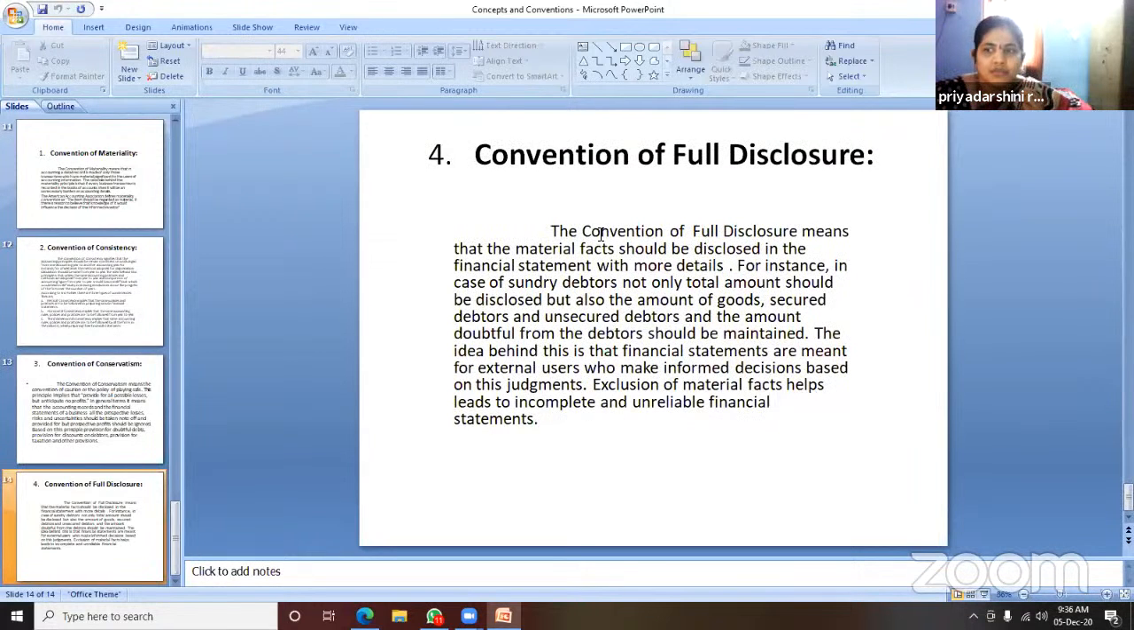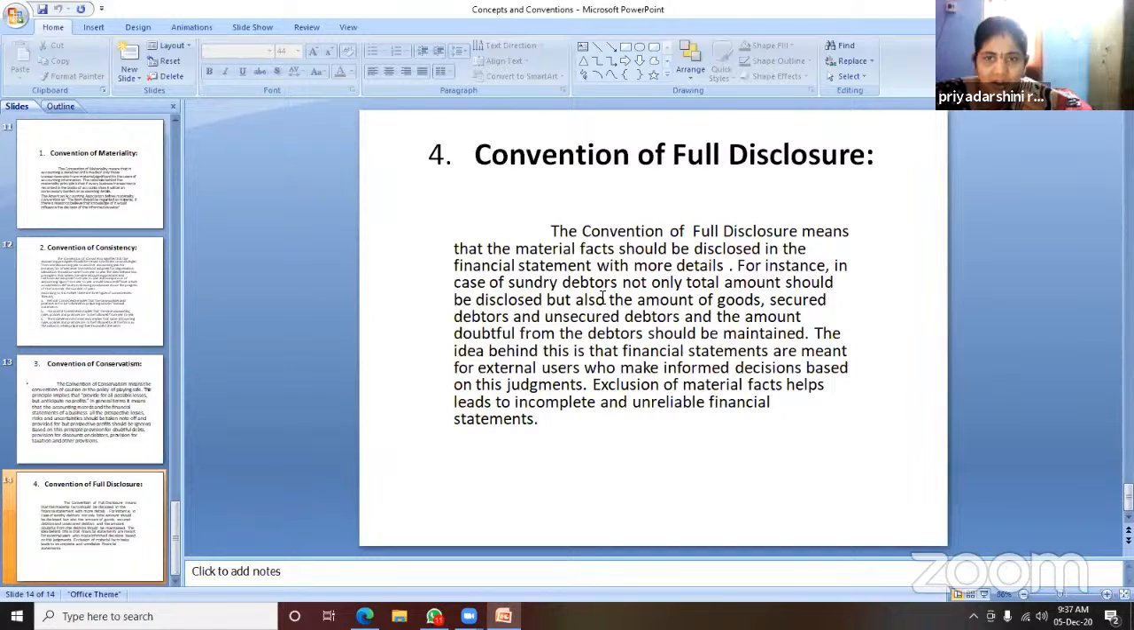The next convention is the convention of full disclosure. The convention of full disclosure means that the material facts should be disclosed in the financial statements with more details. Whatever the information provided, that must be disclosed in full. For example, if we are disclosing the asset value and the user requires information regarding the assets of the business, we must provide full information regarding that particular asset or total assets of the organization. We should disclose, means provide, we should show, we should give full information to the users without hiding any item.